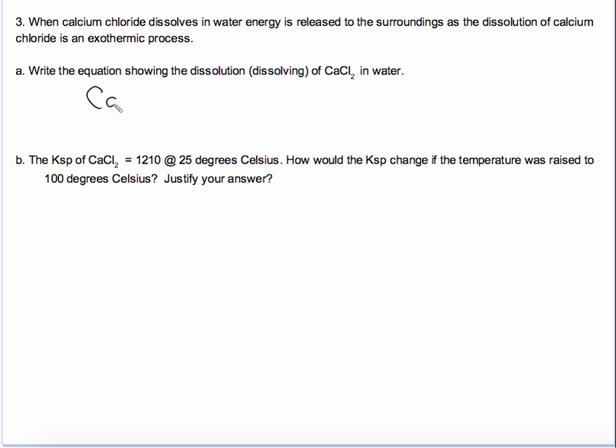All right, last question. Okay, write the equation showing the dissolution of calcium chloride in water. So let's say we have calcium chloride and it's a solid. Okay, just omit the water on these dissolving ones. Okay, and so then we get calcium is going to break into ions, aq, and chloride, Cl negative 1, aq. We'd put a 2 in front of there.